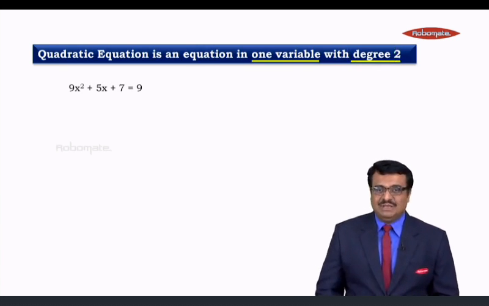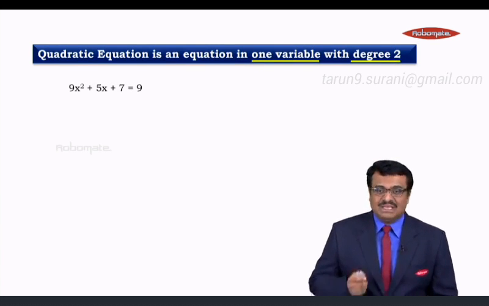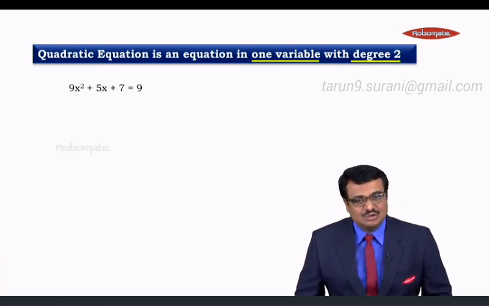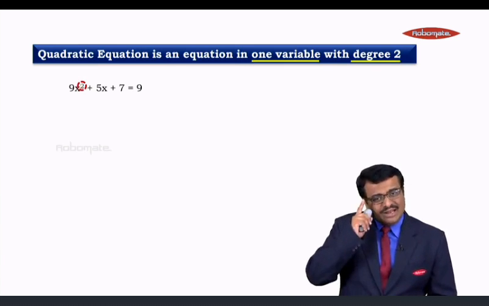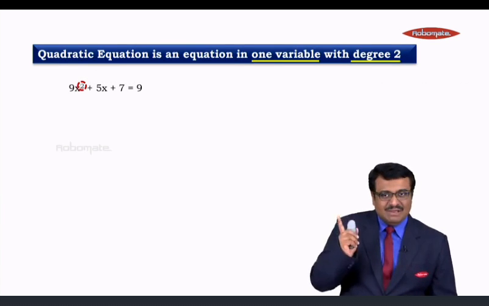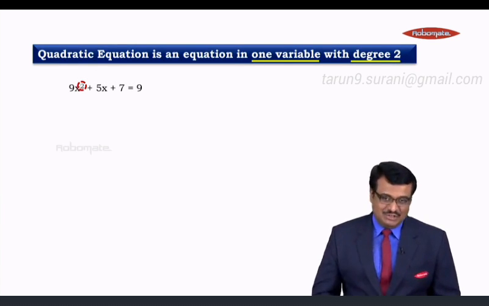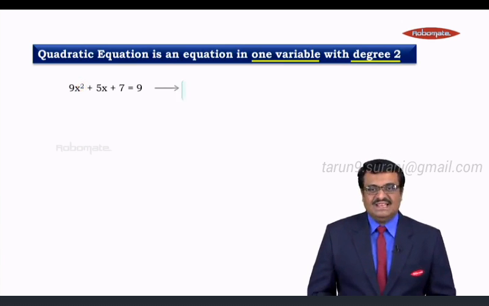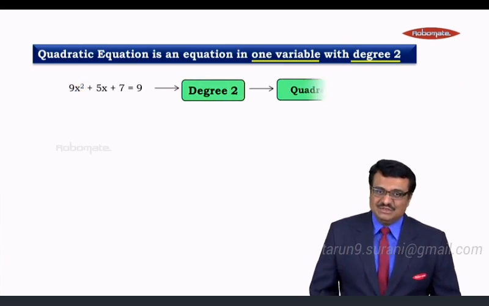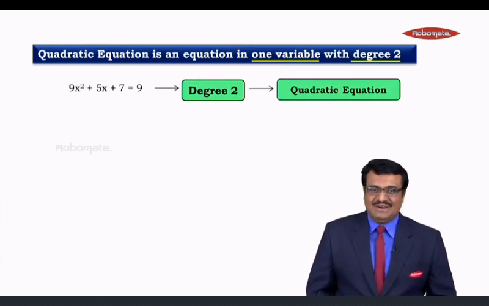For example, the first one: 9x square plus 5x plus 7 is equal to 9. The equal to sign is there, which means it is an equation. Look at the highest power of the variable. The variable here is x and the highest power is 2. Can you see that? The highest index is 2. So we can say it is a quadratic equation. The degree is 2, and the given equation is a quadratic equation.